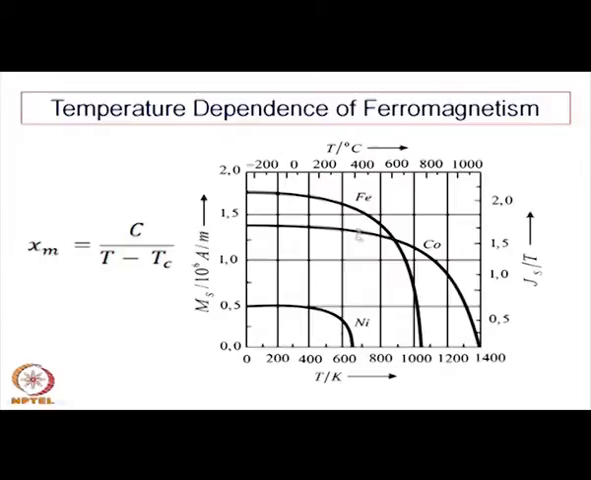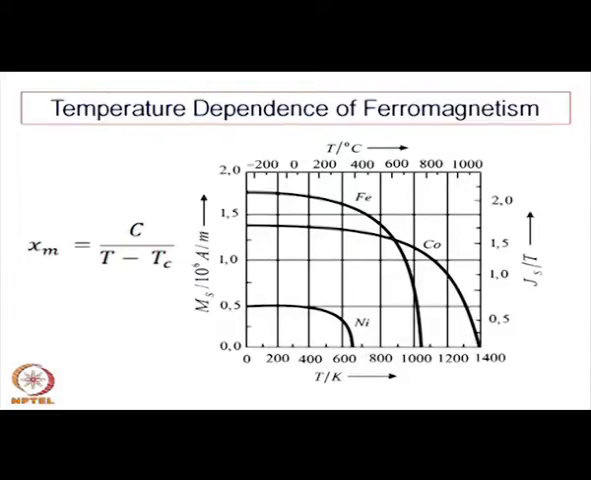So, for nickel, these are the three important ferromagnetic materials. One can see there is a critical temperature in each case. This temperature is slightly higher than 1000 K, this is about 1400 K, and this is around 650 K. So, nickel has a low Curie temperature. This T c is called the critical temperature or sometimes also referred to as Curie temperature. Each ferromagnetic material has a characteristic temperature beyond which the ferromagnetism is lost.